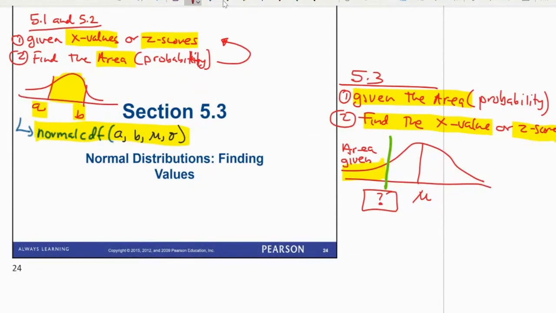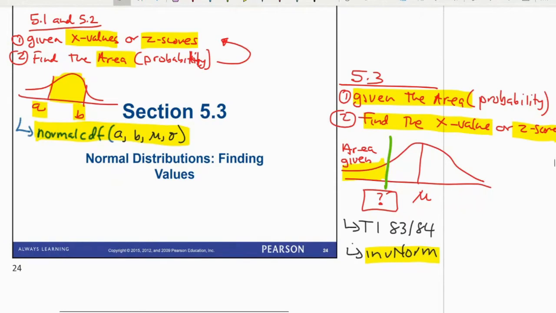Now, in order to do today's lecture, we need a different function. On the TI-83 or TI-84, we're now going to be using another function, and that function has a special name called invNorm, or inverse norm. All right, the function we'll be using is called inverse norm.